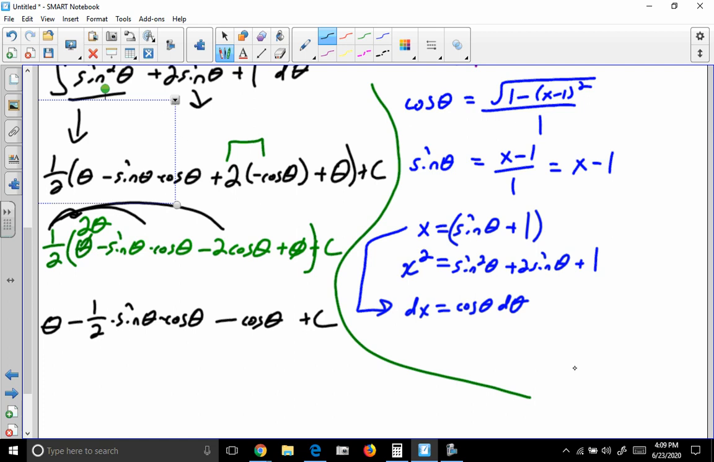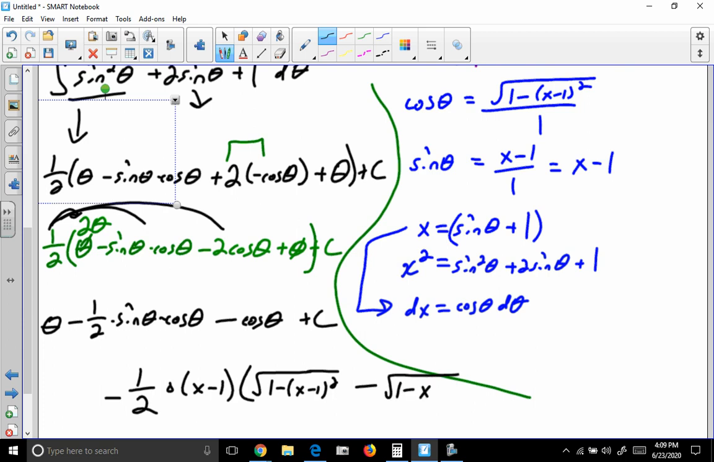So let's start with sine and cosine. Sine is x minus 1. Cosine is the square root of 1 minus x minus 1 squared, plus c on the end. So 1/2 sine times cosine minus cosine plus c.